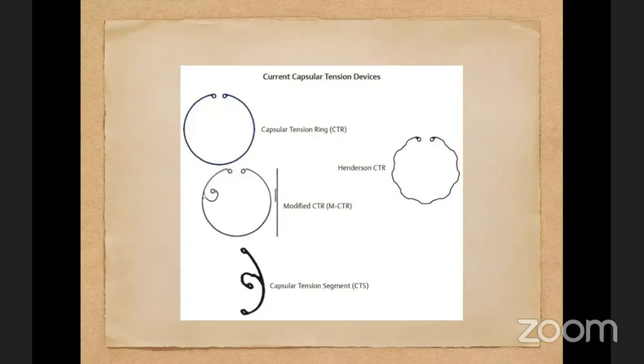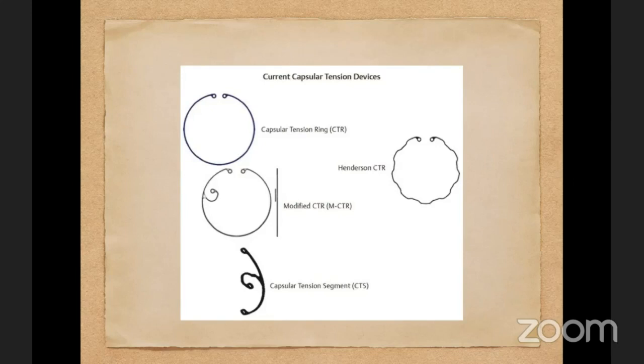So the standard CTR ring is of course made of PMMA. It's a horseshoe shaped device with two eyelets. As we discussed, it comes in three sizes. In normal cases we use 1311 or the 1210. If the case has axial length more than 25-26, it's a high myope, we use 1412 CTR ring.